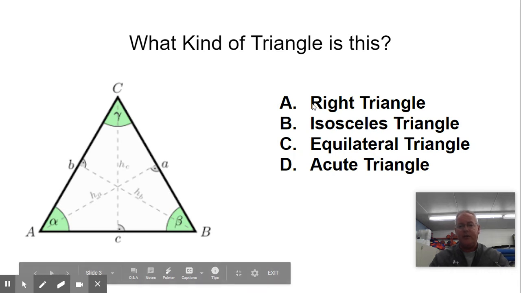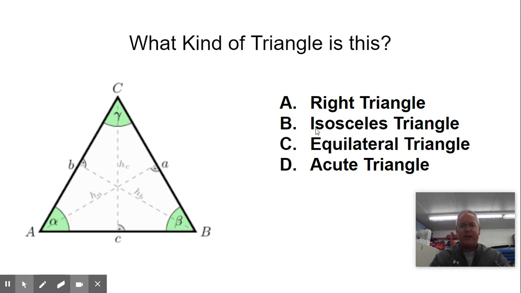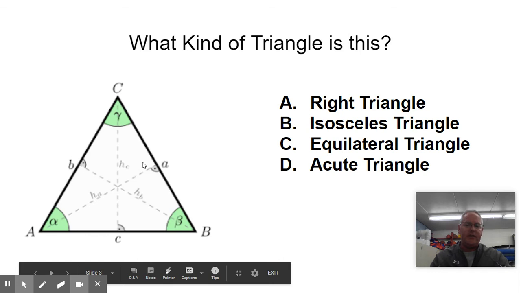Is it A, a right triangle, B, an isosceles triangle, C, an equilateral triangle, or D, an acute triangle? I'll give you a few seconds to think. If you said C, equilateral triangle, you were correct. Equal, even though it's not spelled the same way as we think of equal, means same. Lateral means sides, so it means all three sides are the same.